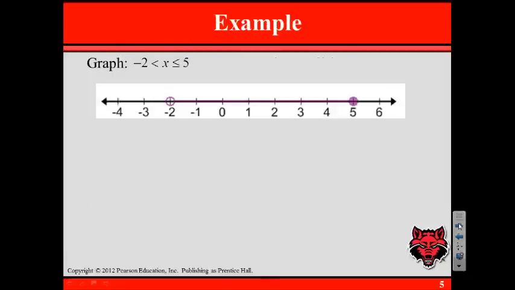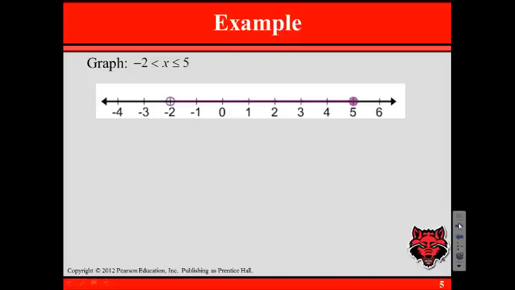Sometimes we will also have to graph a compound inequality, which means we have more than one inequality symbol. So the way we would read this expression, -2 is less than x, which is less than or equal to 5. Essentially, x represents all of the values between -2 and 5.